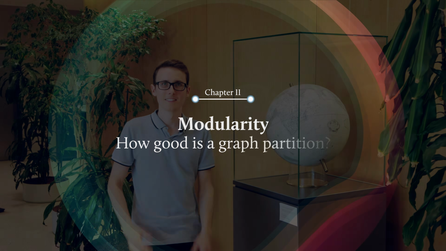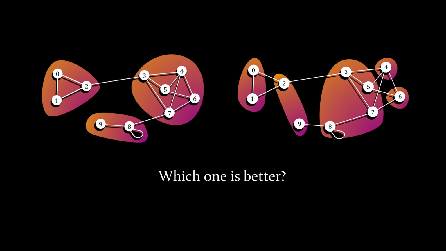Let's take it one step at a time. Chapter 2, what is a good graph partition? Going back to our graph where we consider two different clusterings, what is it really that makes you favor the left graph partition over the right one? And how can we formalize this?